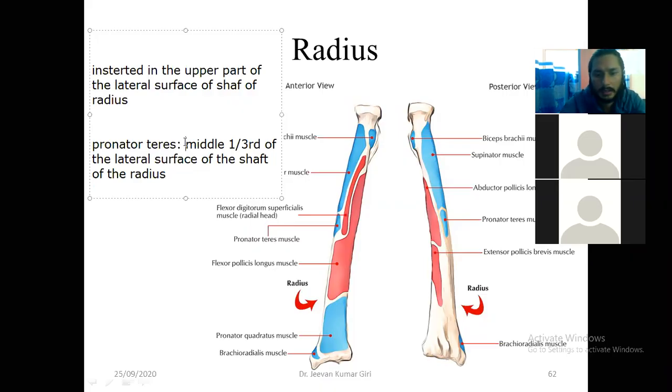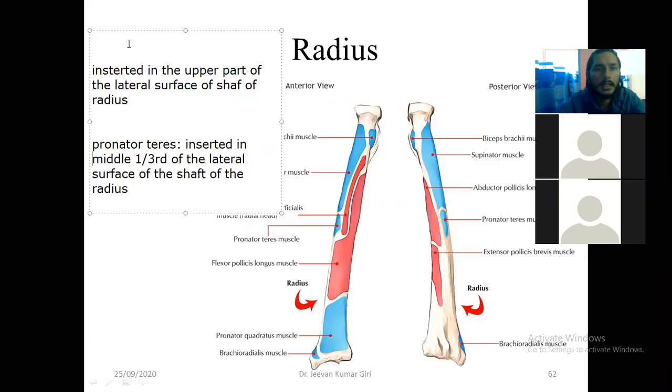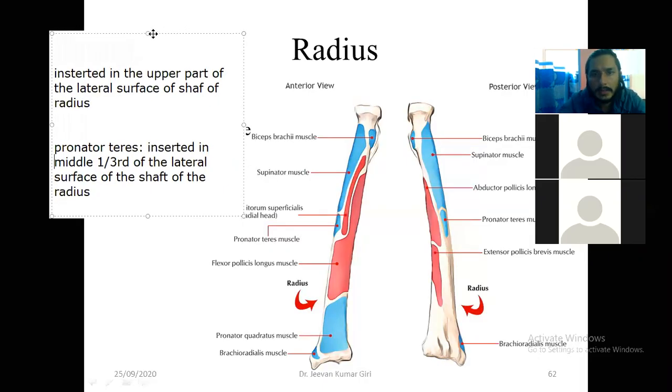Or directly I will write here. Inserted in. So inserted here. So supinator also has its insertion, pronator teres also insertion, biceps brachii also, that is the insertion. Okay. Now see here. Can you see this red color muscle here?